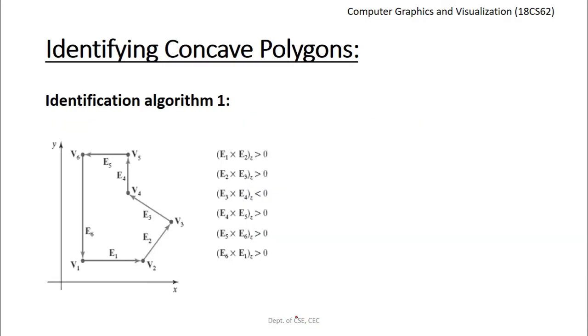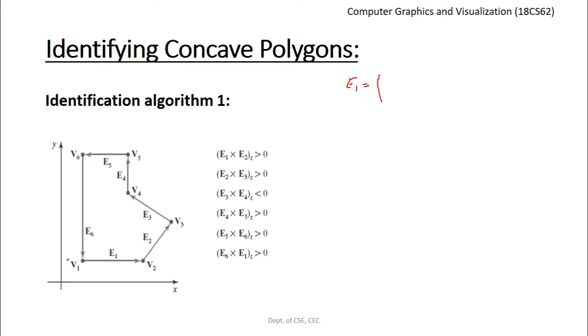Let us look at one example to understand this algorithm in a better way. So here we have a polygon which has 6 edges: edge E1, E2, E3, E4, E5 and E6. The first step is we assign a vector value for each of these edges. What will be the vector value for edge E1? If I consider the edge E1, how can I represent it as a vector? Let us first find that.